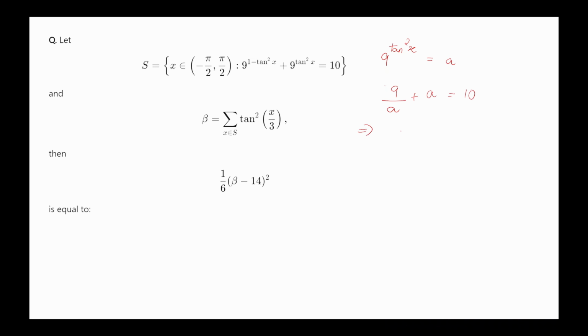So from here, what are the values that I'm going to get? 9 plus a square equals 10a. So I would have a square minus 10a plus 9 equals 0. So from here, what are the values of a that I get? One would be minus 9 and one would be minus 1. So my a is either equal to 9 or my a is equal to 1. So let me take this to the next page.